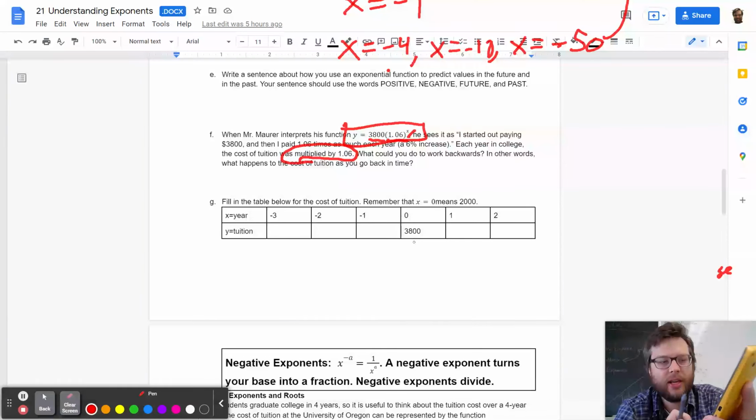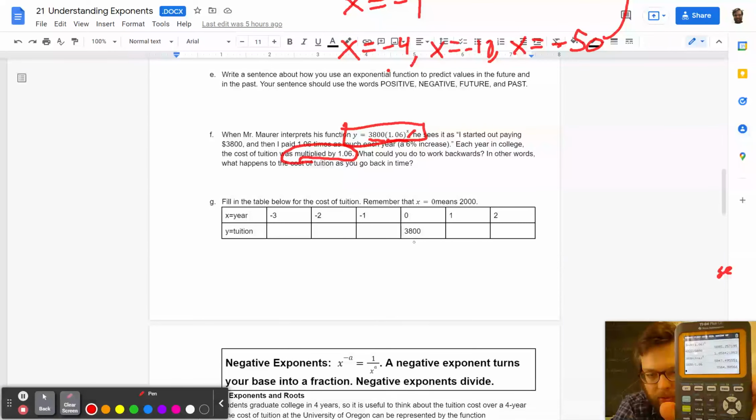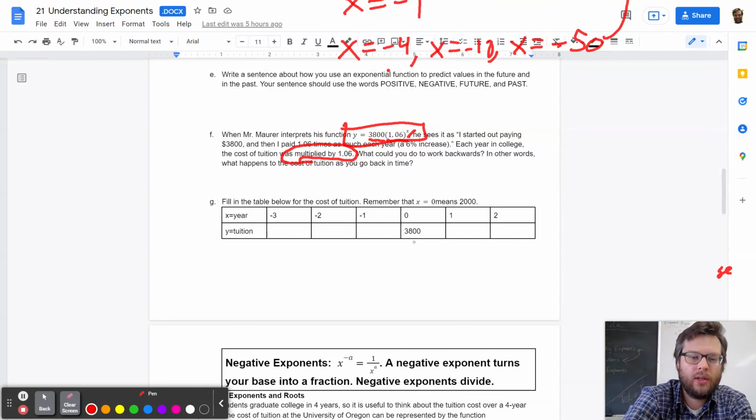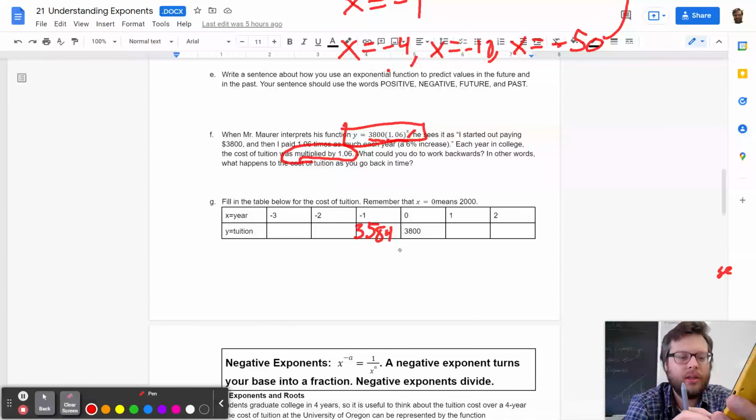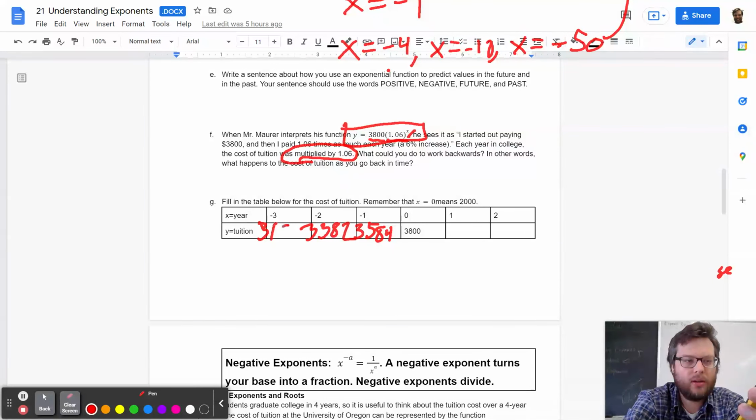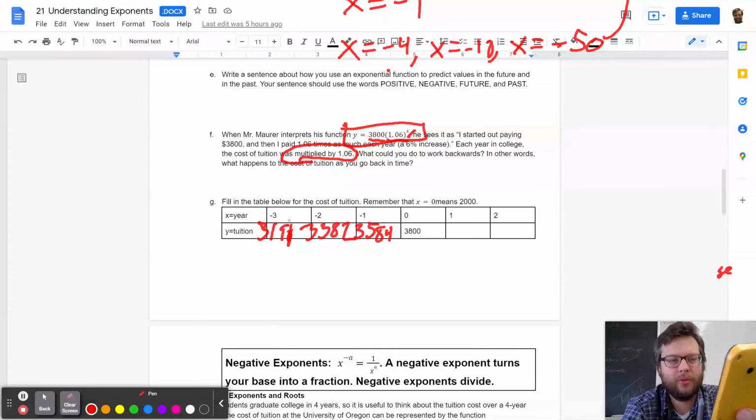So if I just take 3,800 and divide by 1.06, that predicts what the tuition would have been in the year before 2000. So 3584, I'll just kind of round it off. Then I just divide by 1.06 again, 3382, just rounding, do it one more time, 3191. You can see how it gets quite a bit more expensive as you move forward in time, and then obviously gets less expensive as you move back in time.